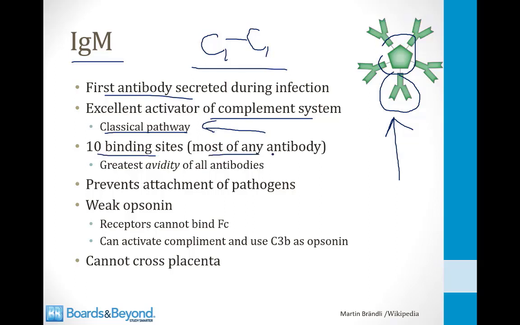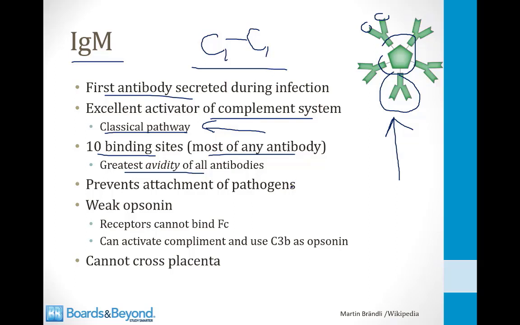IgM has 10 binding sites. This is the most of any antibody. This is a binding site here. This is another one here. There are 10 of them in each molecule of IgM. For this reason, IgM is said to have the greatest avidity of all antibody classes. Avidity is the total amount of antigen that an antibody class can bind, and IgM can bind the most.